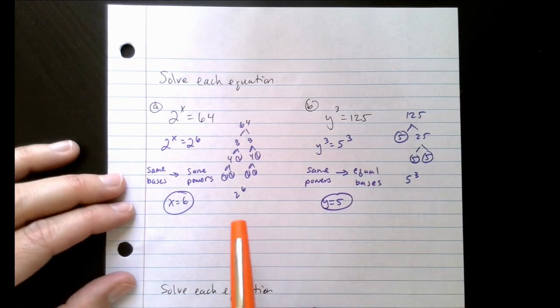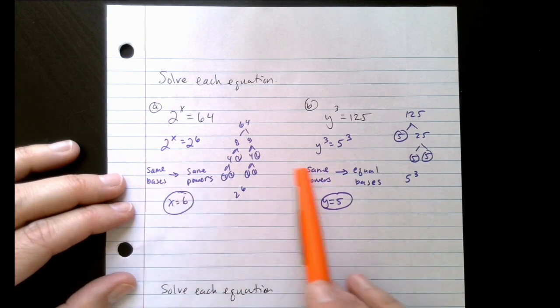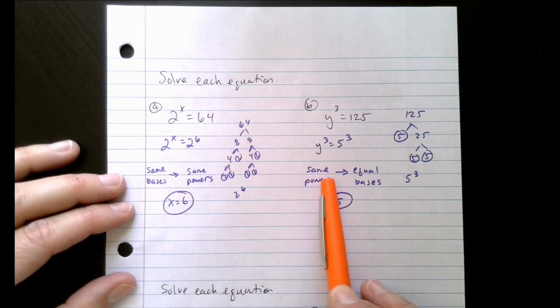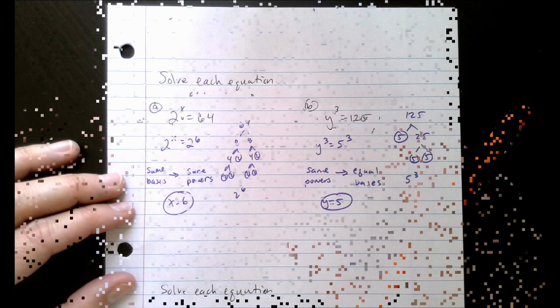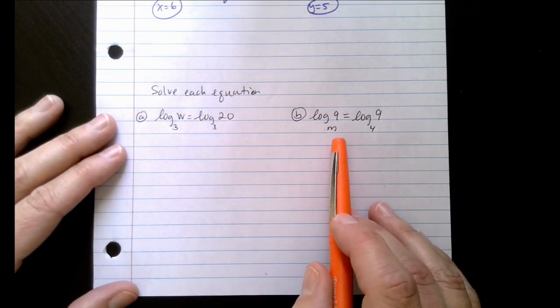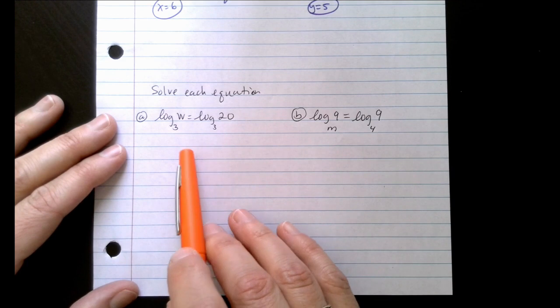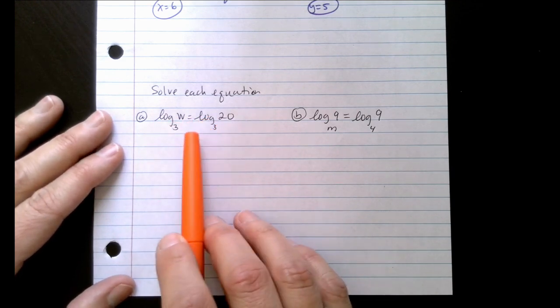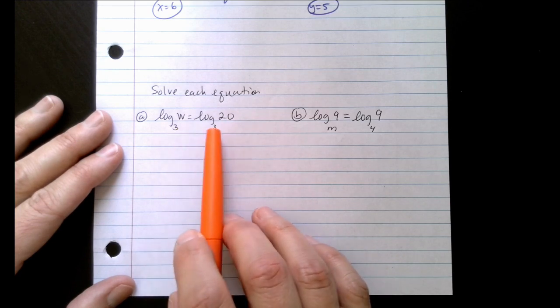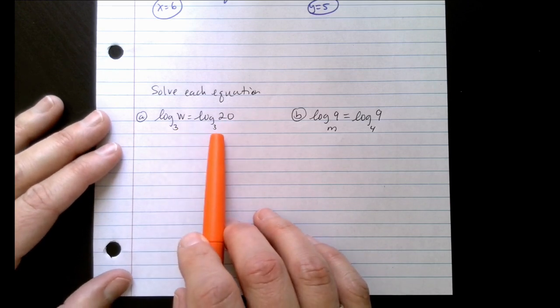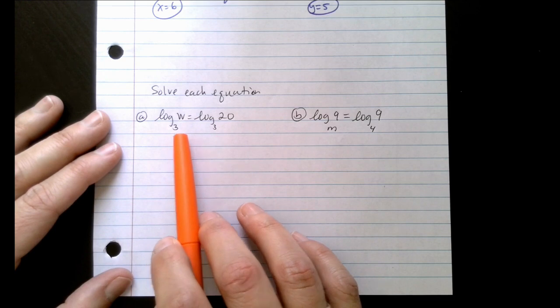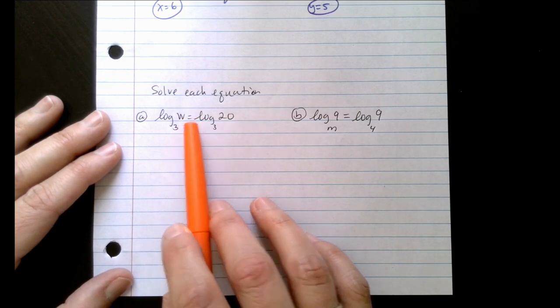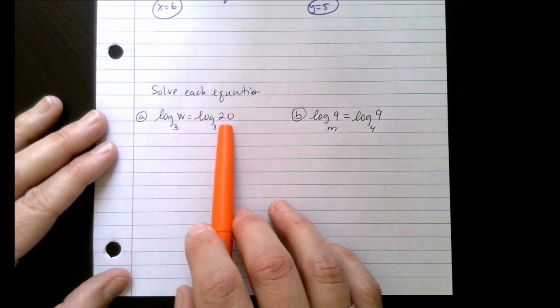This idea with our exponentials of making the bases the same or the powers the same in order to find the other can also be applied to logs. So let's look at these equations here. So again, we're going to solve them. So on the left, we have log base 3 of w equals log base 3 of 20. Now notice the bases of the logs are equal. So the same principle applies. Since the bases of the logs are equal, then the arguments themselves must also be equal.